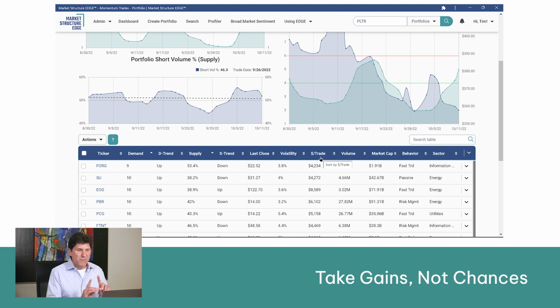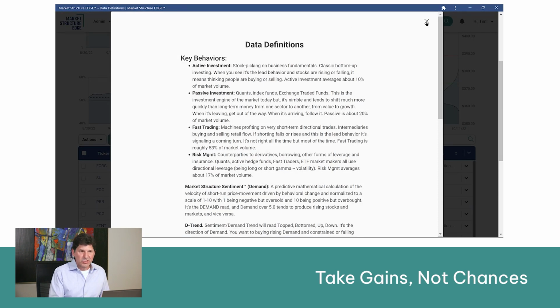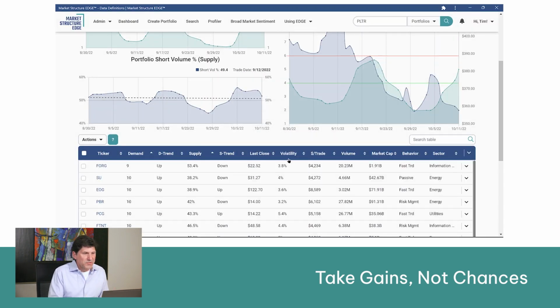Volatility and dollars per trade, very important metrics. I'll point something out really quickly here. Behavior, if you wonder what that is, click this little question mark over here and you'll see the definitions. Going to volatility, that's the spread between the intraday high and low price on average. Great way to understand volatility. Great way to know how much to expect to make. Yes, that stock goes up or down 4% on an average day.